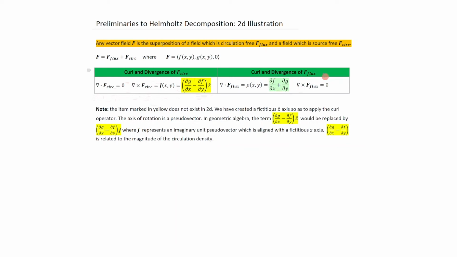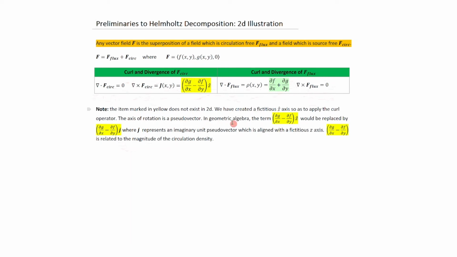And for the curl and divergence of the flux component of the vector field, the divergence of the flux component would be rho of x, y. This is a scalar function, and this turns out to be dFx plus dGy. You can basically show that, whereas the curl of the flux component was equal to 0. Okay, so just to clarify, the item marked in yellow does not exist in 2D. This z hat has no meaning. So what we've done here is we created a fictitious z-axis so as to apply the curl operator. The axis of rotation, we call it a pseudovector.